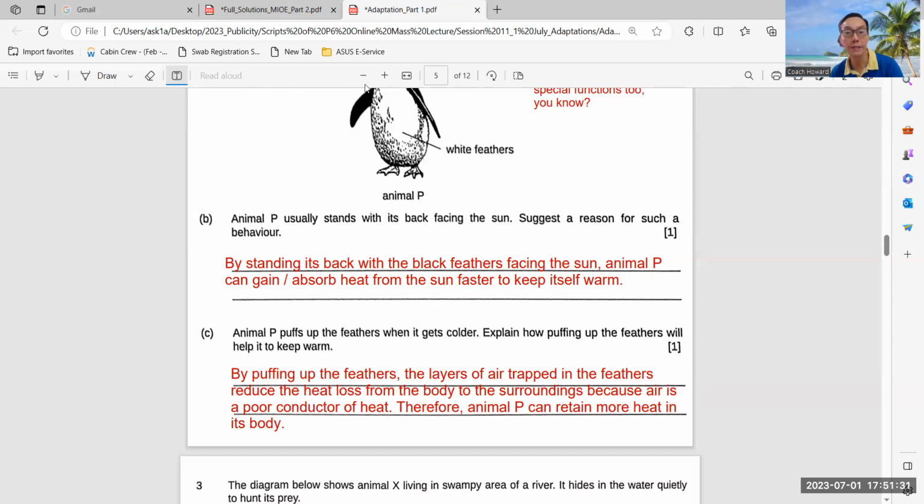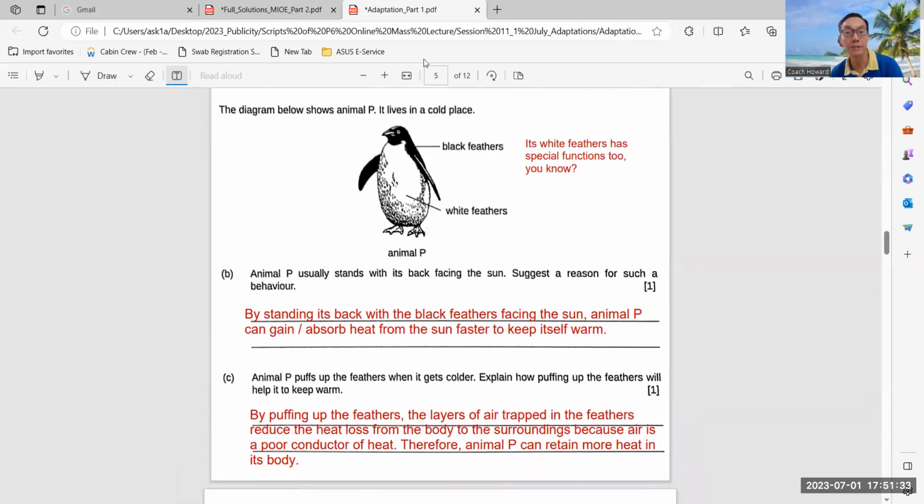Okay, so this part, take note. This question is a very good question, commonly tested in exams for P6. So I help you spot those possible questions that will come up in your prelim.